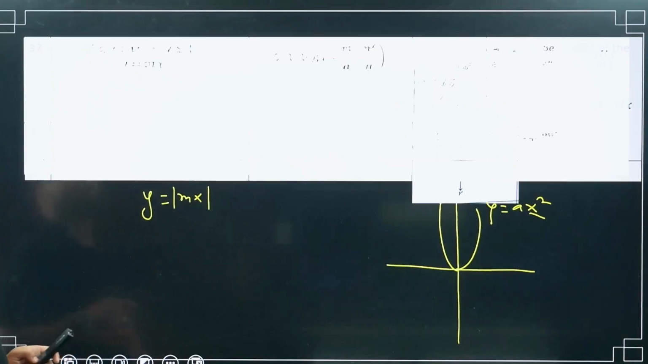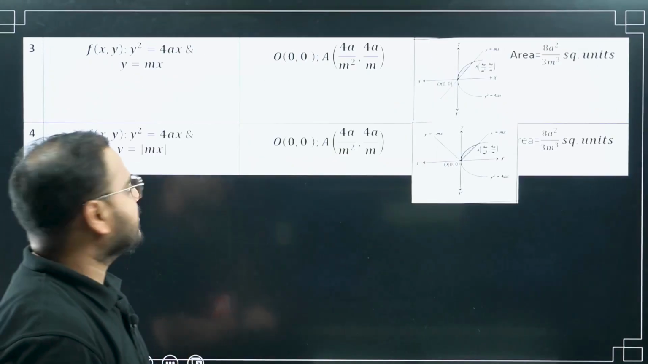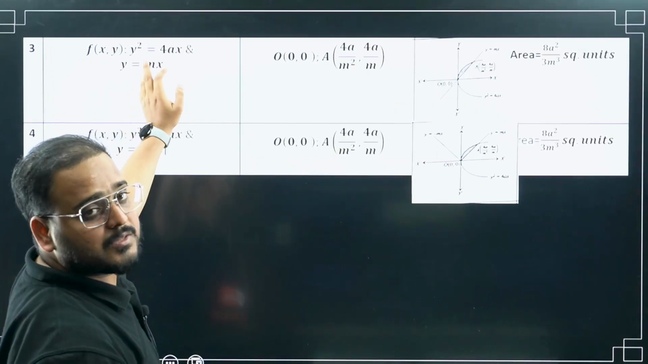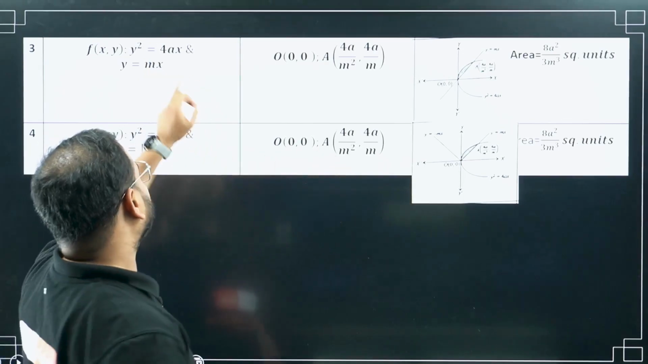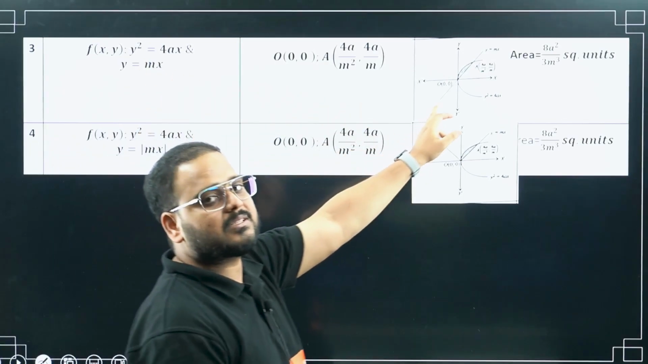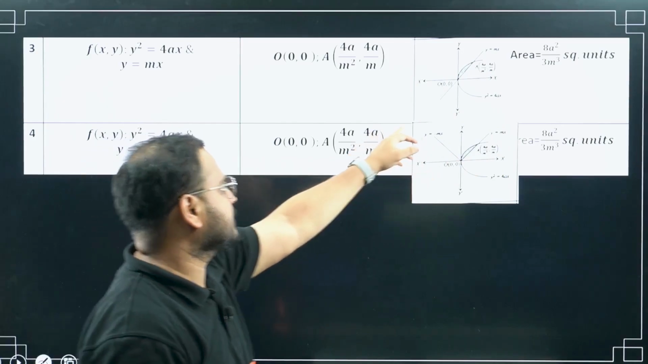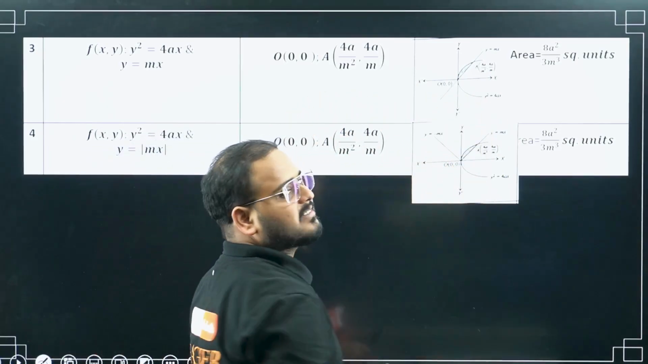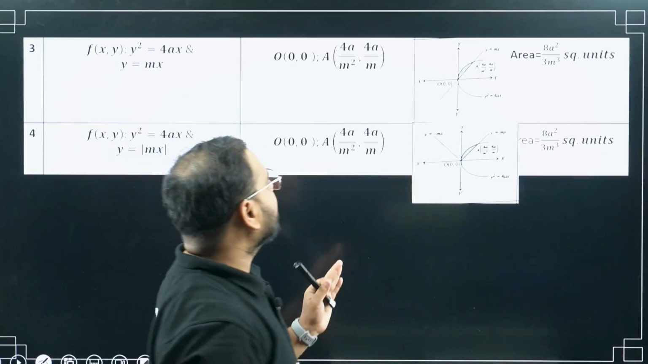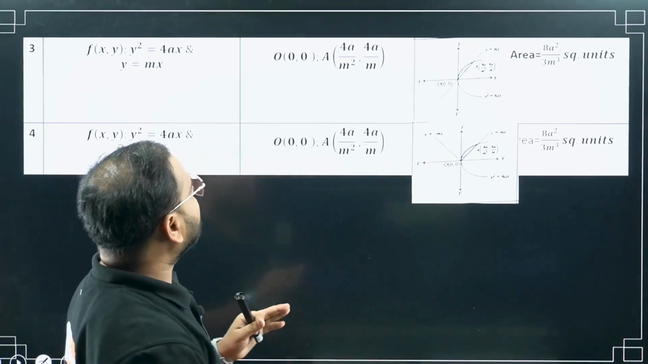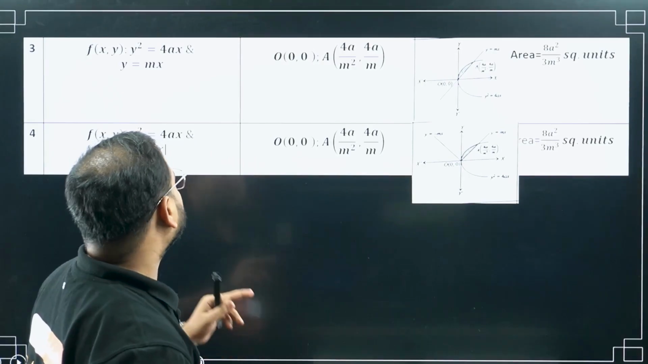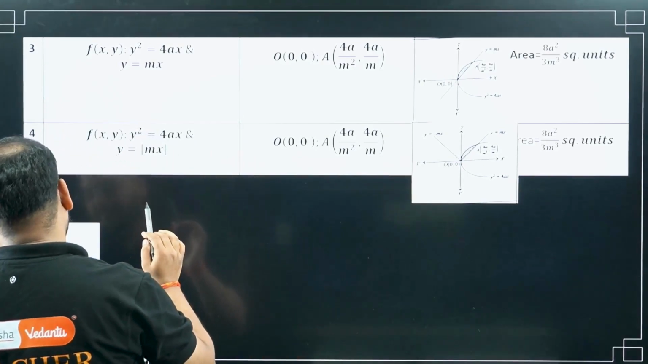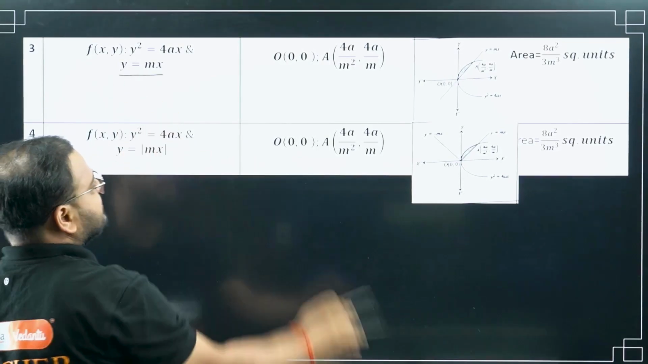Okay, moving on. The question number 3, in this case the power of 2 is on y. So what type of parabola is this? Horizontal parabola. Since it is positive, it opens to the right side, so a right horizontal parabola, concave towards the right side. Now in this case, what function has been taken? The function remains the same, y equals mx is the line.